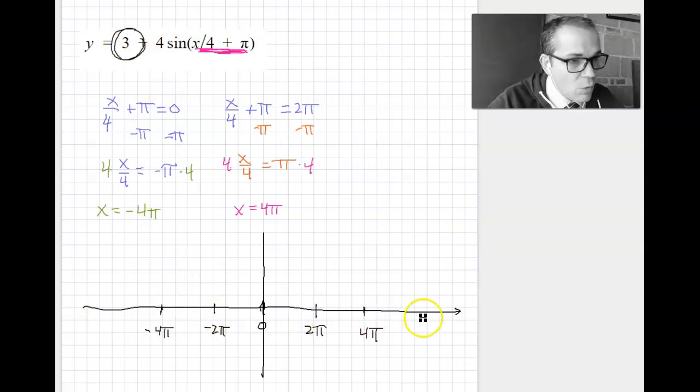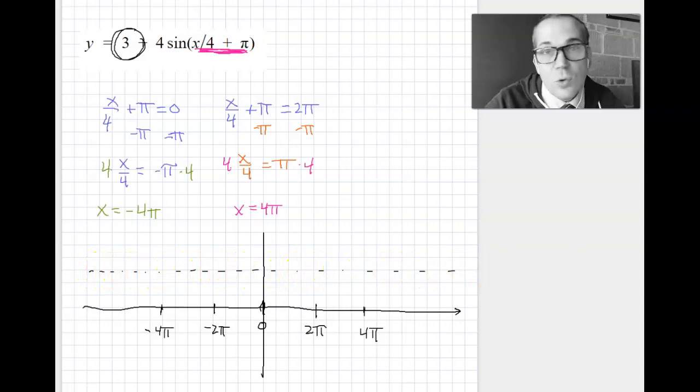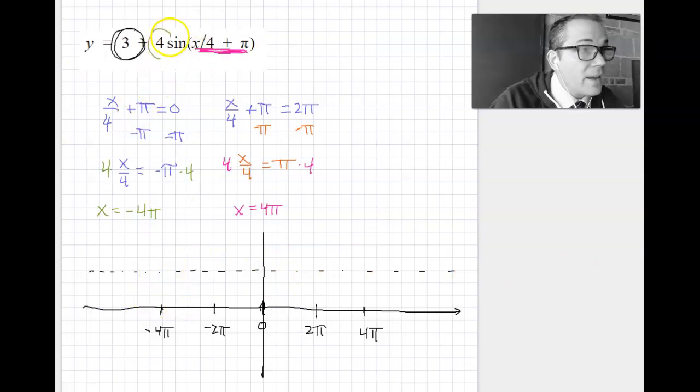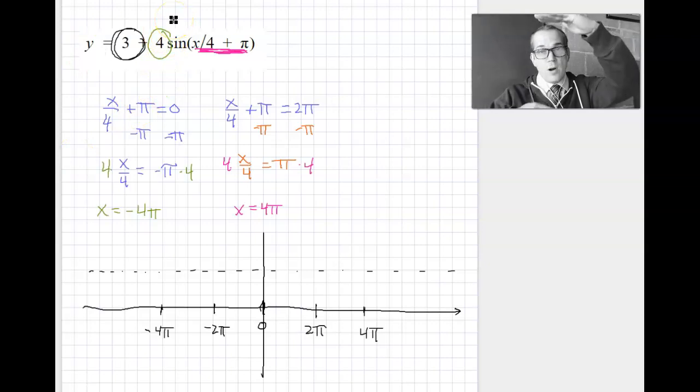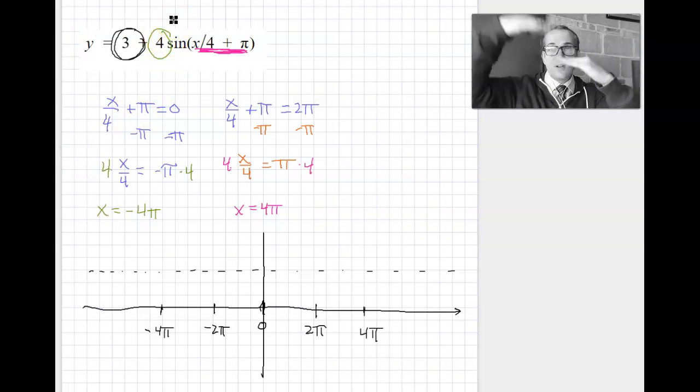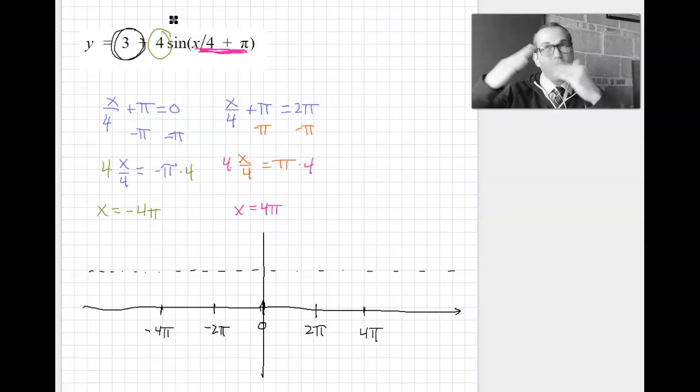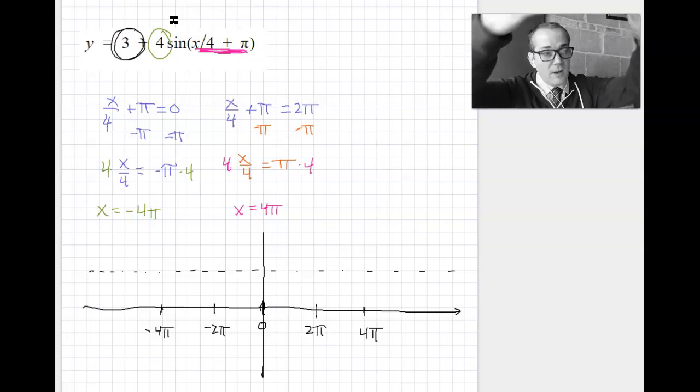So this line that's normally at 0 moves up 1, 2, 3 units. That's my new 0 line. Any place sine would have been 0, it'll be on this line instead. I also know that that got stretched by 4. So normally it would be 4 above the 0 line and 4 below the 0 line, or 4 above the x-axis and 4 below the x-axis. Now we'll say 4 above the 0 line and 4 below the 0 line.